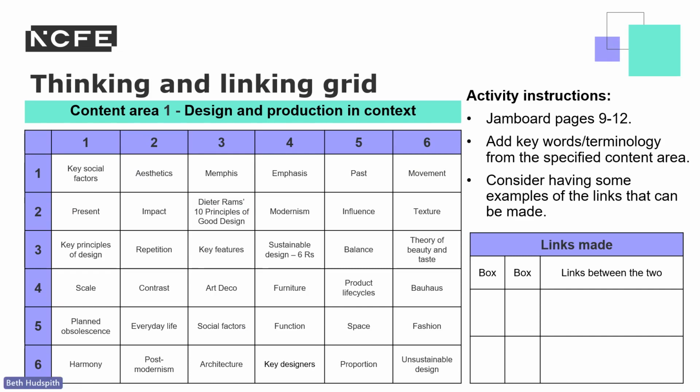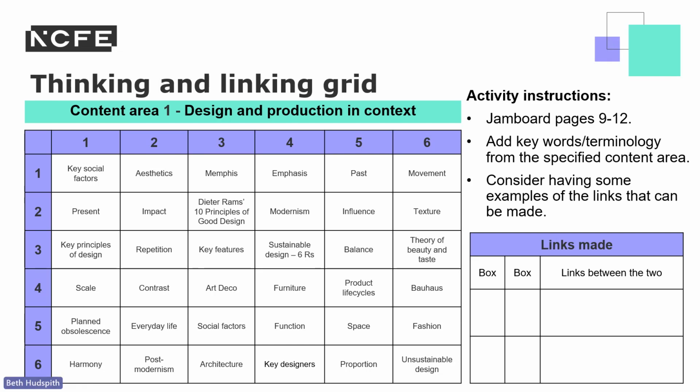So the next activity we have is the thinking and linking grid. A content area or section of the indicative content is chosen and all the keywords and terminology associated with it are placed in a space in the grid. So the example is from content area 1, design and production in context.